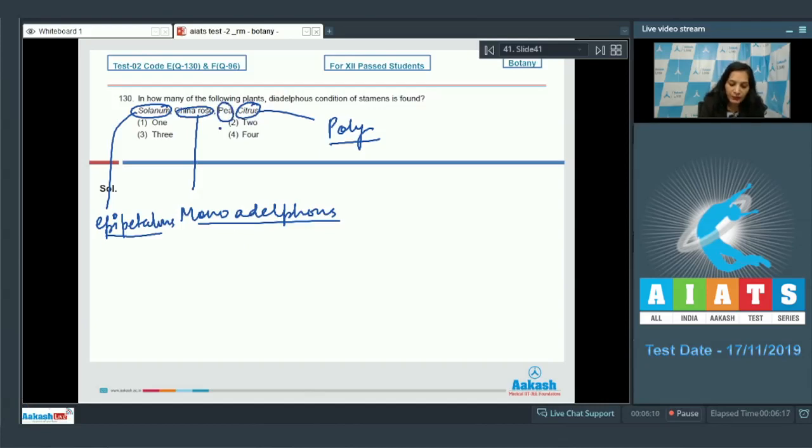In pea, the stamens are diadelphous. They are present in two bundles. So the correct option for the given question is option number 1. Let's move to the next question.